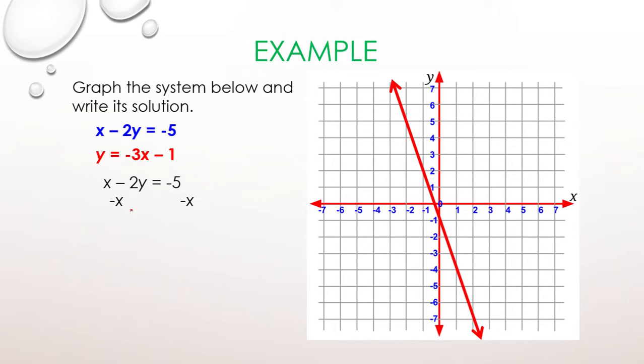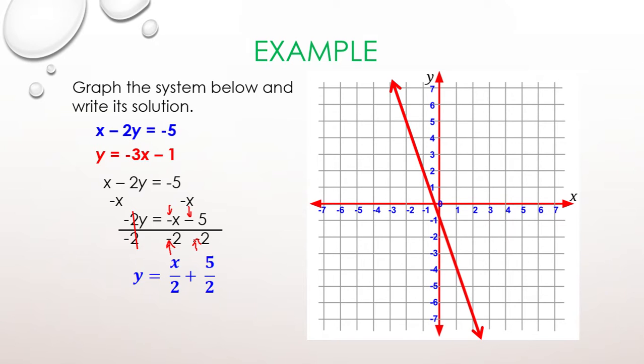Minus x on both sides, we have -2y equals -x minus 5. Divide everything by -2, we are left with y equals x over 2 plus 5 over 2. Remember, these two negatives right here can turn into a positive. Same thing with these two.